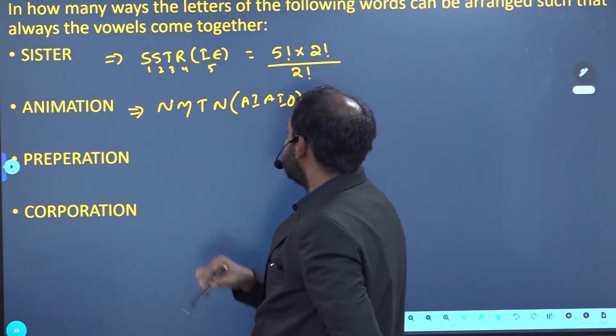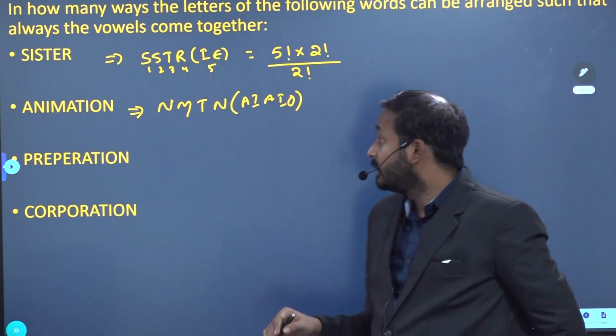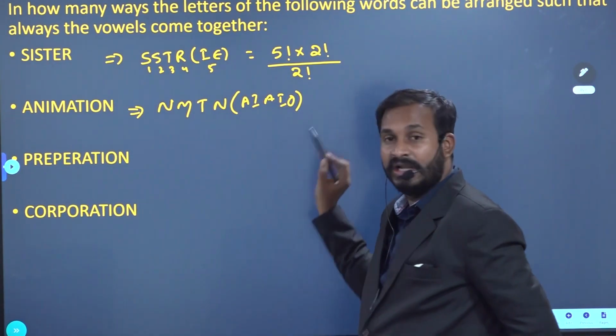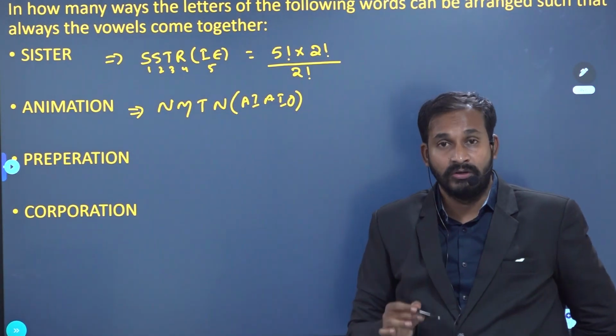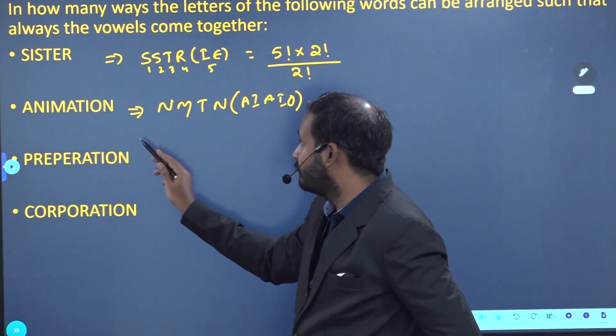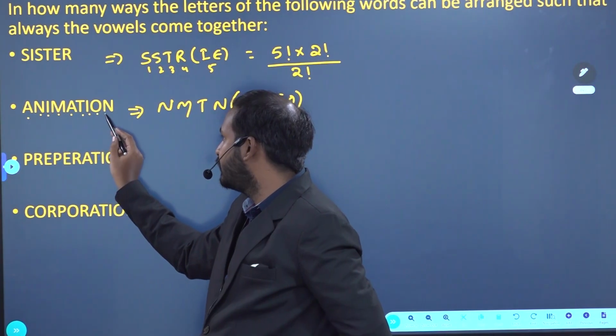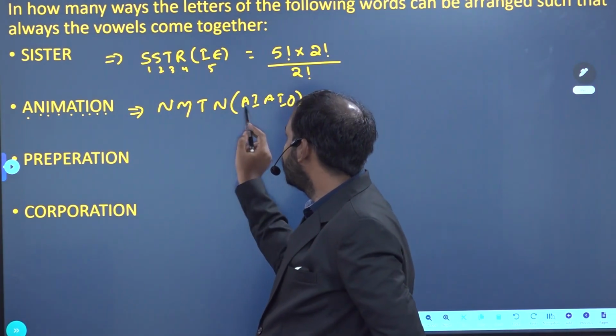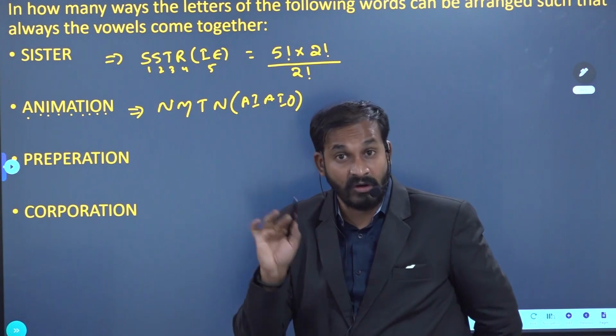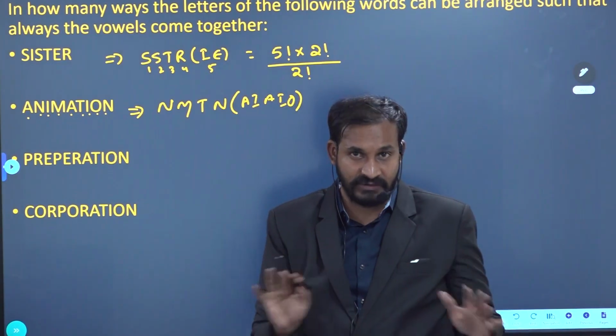A, I, A, I, O. These are the vowels which I have here. Students, definitely you should write all the letters. If they are repeated also, don't forget to write. If you have any doubt, count them once again. 1, 2, 3, 4, 5, 6, 7, 8, 9 are there. 1, 2, 3, 4, and here 5, total 9 are there. All the letters should be written first, definitely.